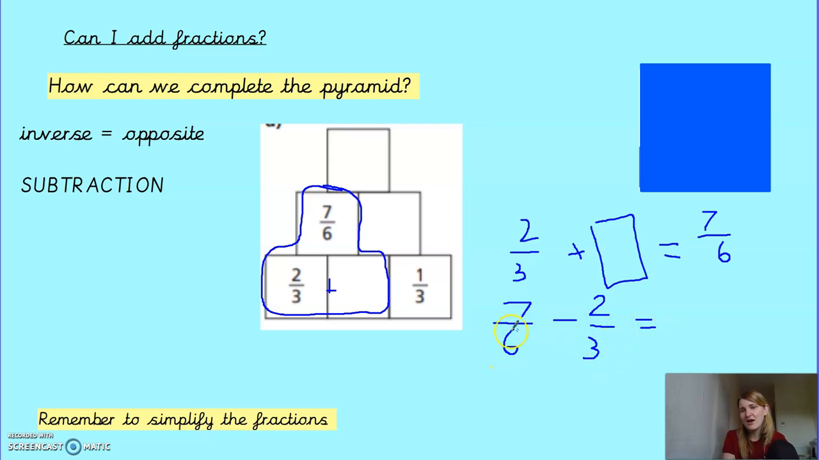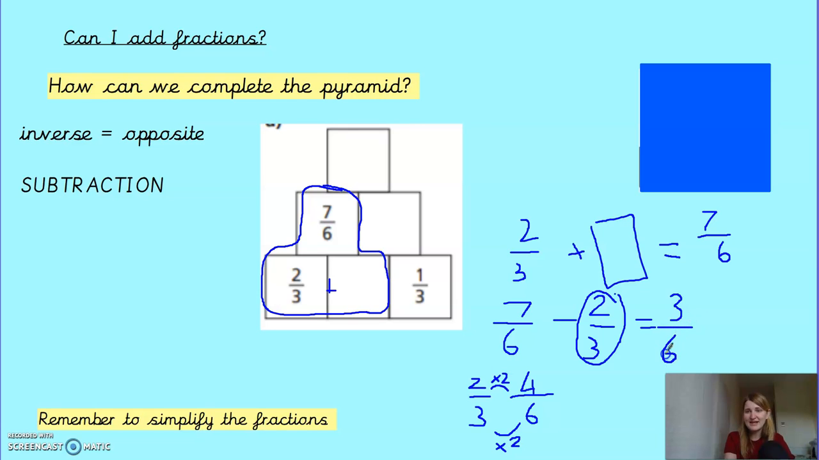And if I look here, I know that 6 is in the 3 times tables, therefore I can change 2/3 into 6ths. So if I want to change 2/3 into 6ths, I'm going to multiply 3 by 2 to get 6, and I do the same to the top as the bottom. 2 times 2 is going to equal 4. So that's the same as 7/6 take away 4/6. 7/6 take away 4/6 would equal 3/6.